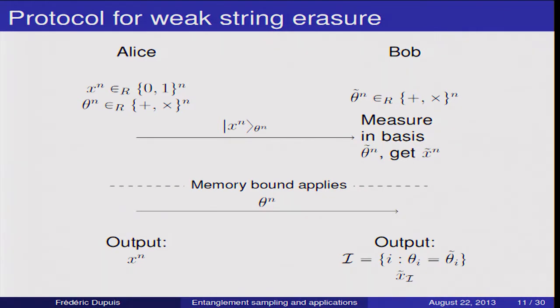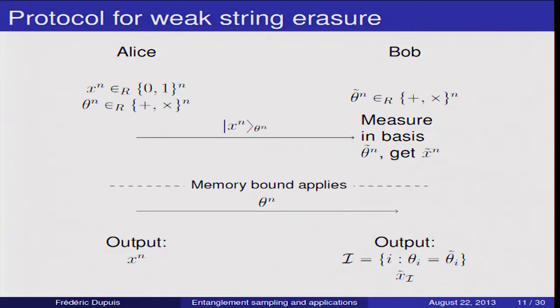And Bob, what is Bob supposed to do with this? Well, he'll also pick a string of bases independently and measure in that basis. Now, since Bob's basis choice is independent from Alice's, he'll guess the right basis half the time. And whenever he gets the right basis, he'll get the right answer. Whenever he picks the wrong basis, he'll get a random outcome.